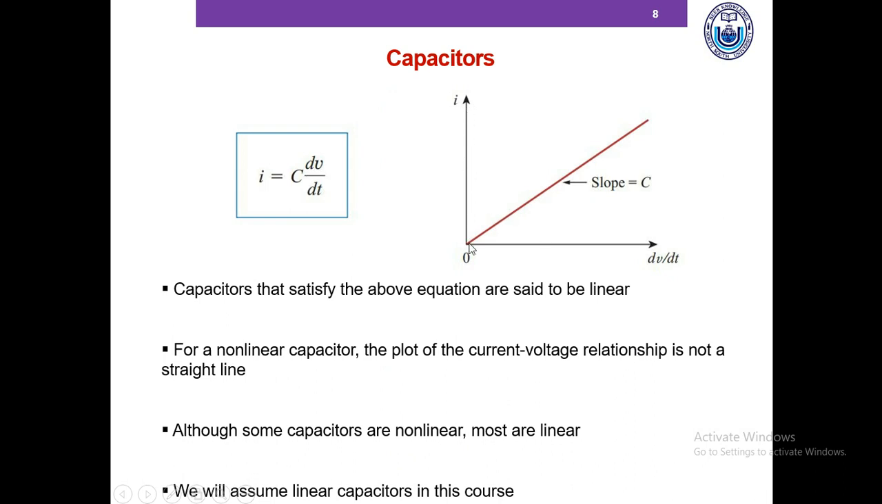So if we plot I versus dv/dt, we end up with a straight line that goes through the origin. And if we take the slope of this line, we end up with the capacitance. Capacitors that satisfy the above equation are said to be linear. For a nonlinear capacitor, I versus dv/dt will not be a straight line. It will be a curve or something like that. So although some capacitors are nonlinear, most capacitors are linear, and we'll assume linear capacitors in this course.